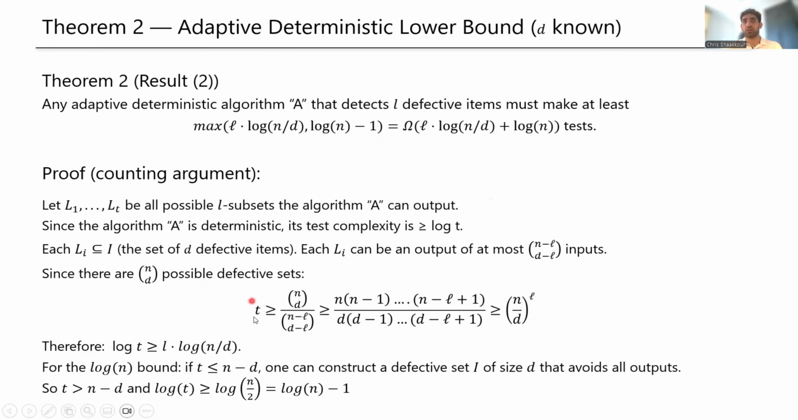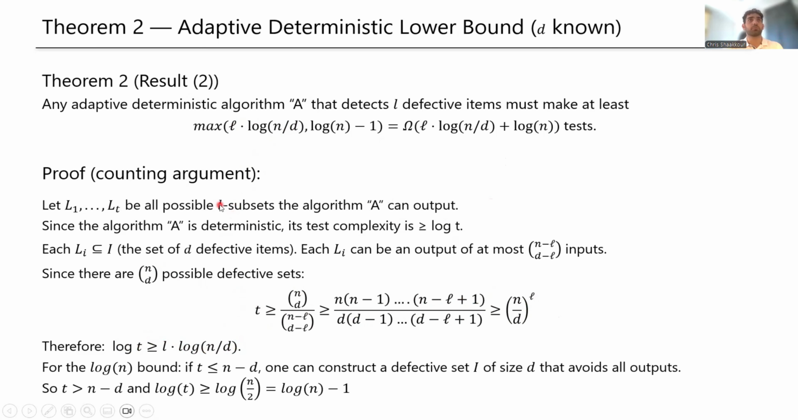Therefore, if we take log on both sides, since log is a monotonically increasing function, it maintains the inequality sign. So we get that log T is greater than L times log(n divided by D). Okay, so this gives us the first bound for the function.